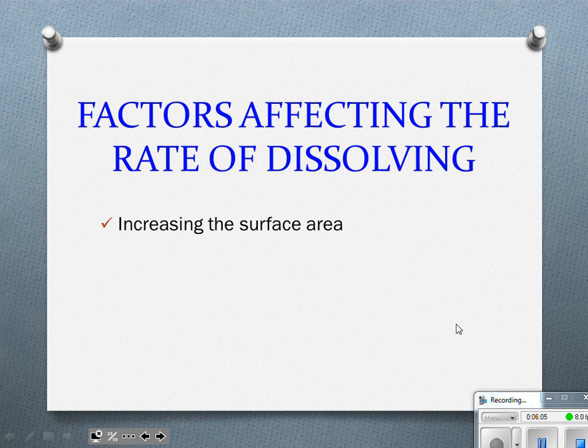What are some factors? Increasing the surface area, agitating the solution, and finally, heating the solvent. Those three things are factors that affect the rate of dissolving.